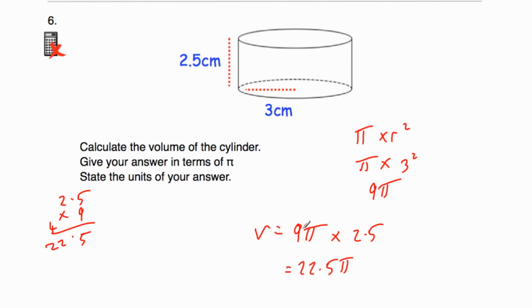And now we need to include our units, because it says state the units of your answer. So we're dealing with centimeters, so it's going to be centimeters cubed. So the volume of the cylinder would be 22.5 pi centimeters cubed.